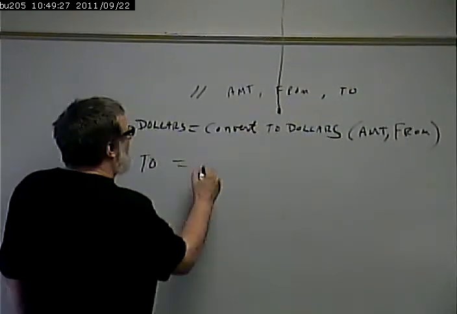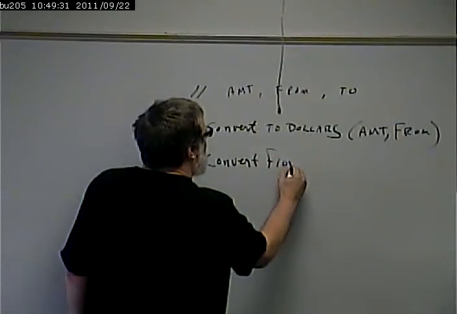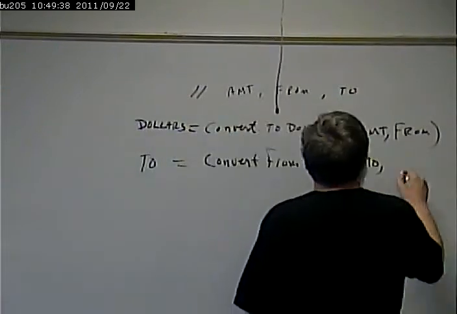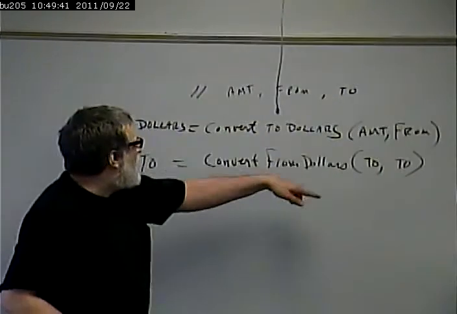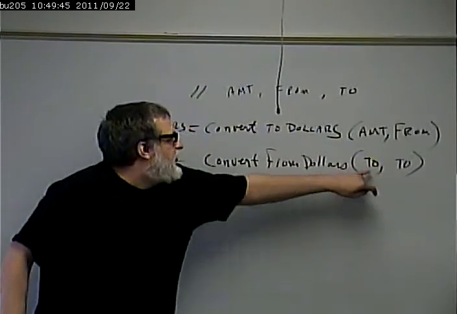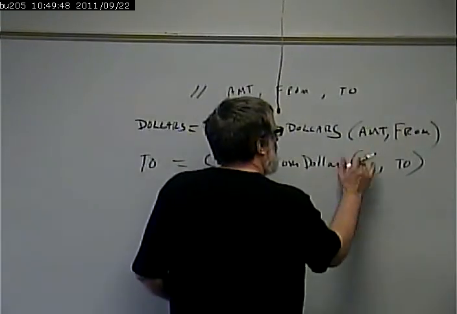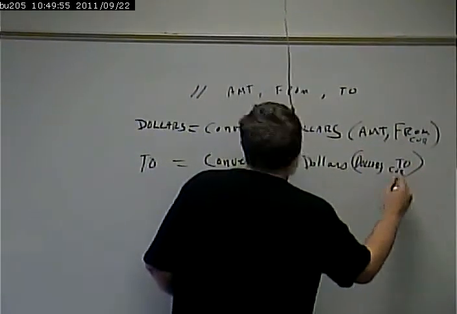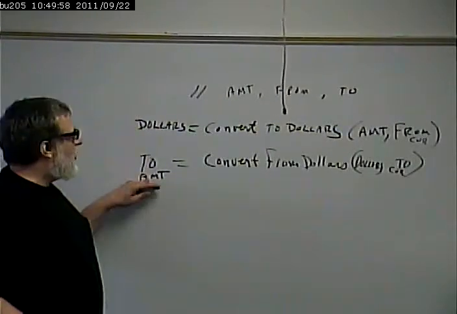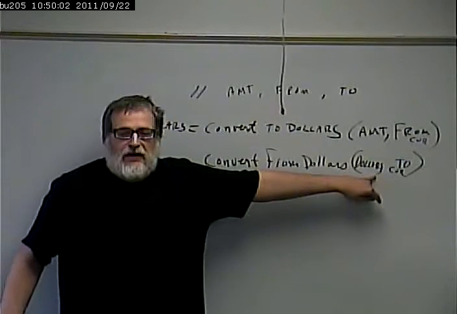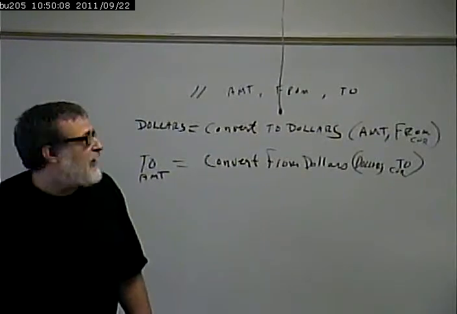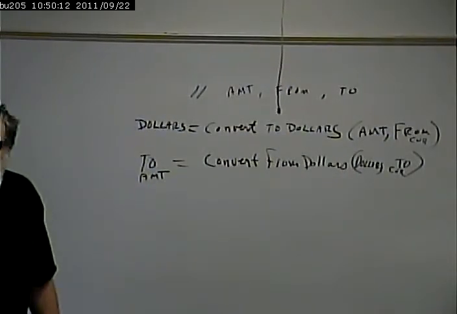I'm then going to take those dollars and convert from dollars and pass it the currency I want to convert it to, the result of that function above, which I call dollars, to currency. To amount. So the to amount equals the from amount expressed in dollars converted to whatever my ending currency is. And that'll work. All right? So this is my convert function.